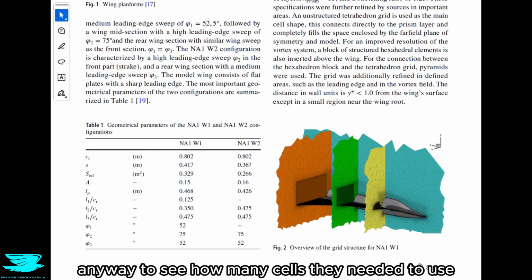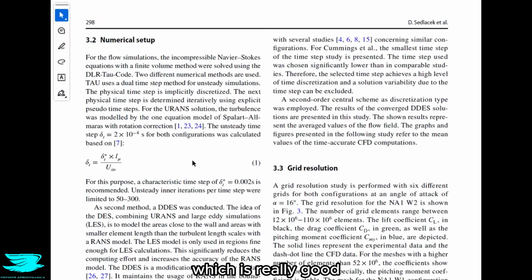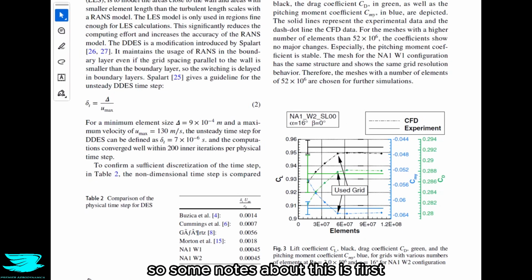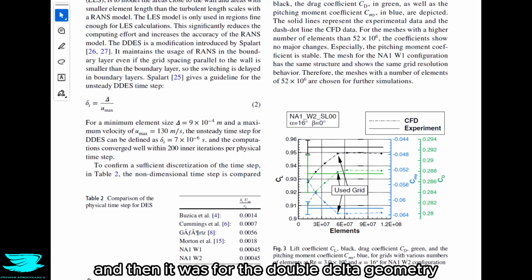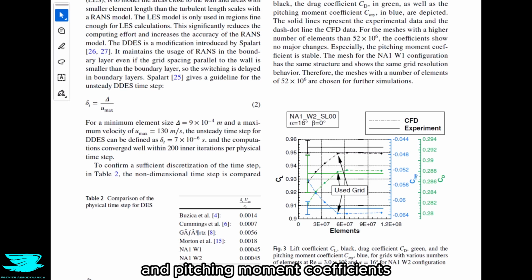Anyway, to see how many cells they needed to use, the authors used a grid-independent study, which is really good. We can see the results in figure 3 here. So some notes about this is first, the angle tested was 16 degrees, and then it was for the double delta geometry. They then chose the lift, drag, and pitching moment coefficients as the metrics to determine how many cells are required. So this is very thoroughly done, and well done to the authors.